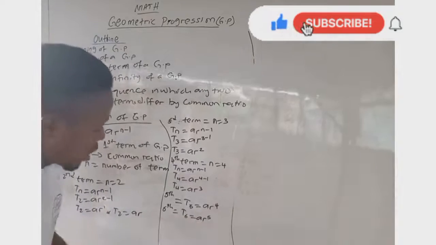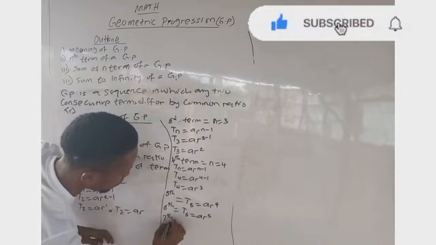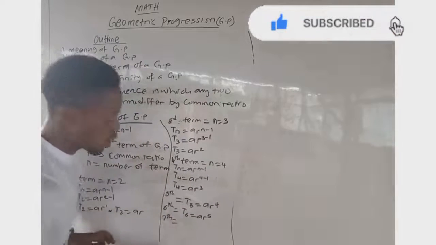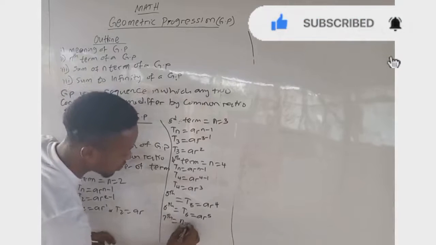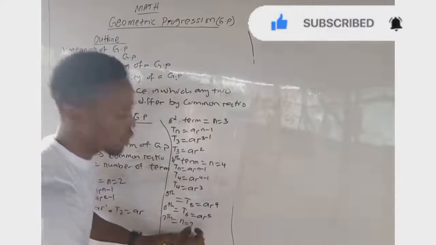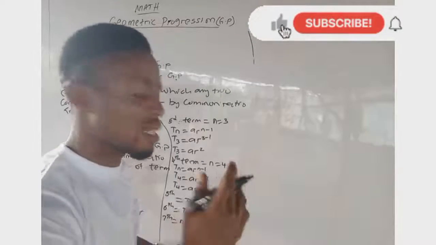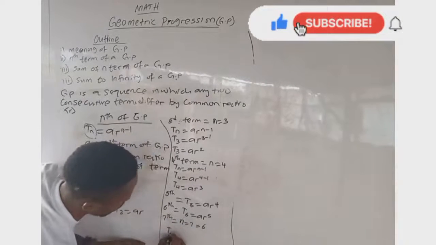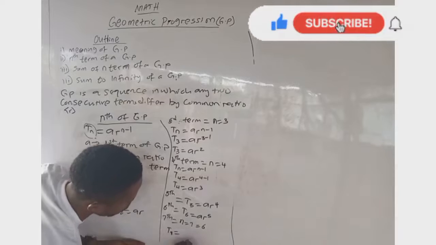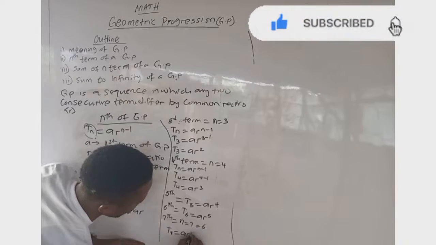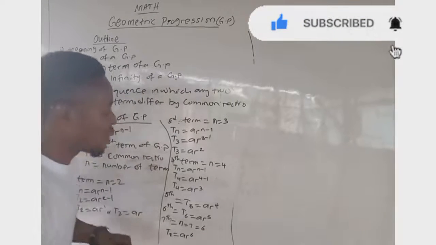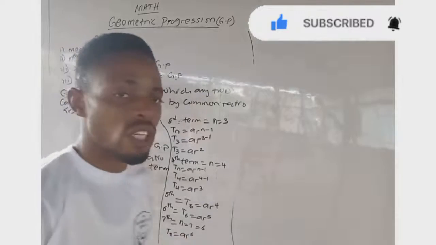If we want to calculate the seventh, the same thing. Subtract one from 7, since the number of our term here is 7. So you subtract one from 7, which gives us 6. It means our r is raised to the power of 6. So here now, to calculate our seventh term, T7 is equal to a r raised to the power 6. So that is our general formula for this or any term you're given.